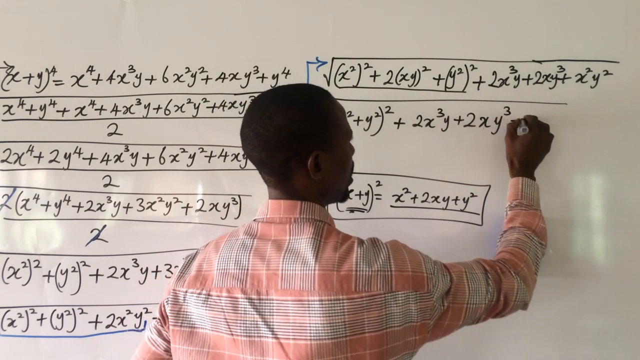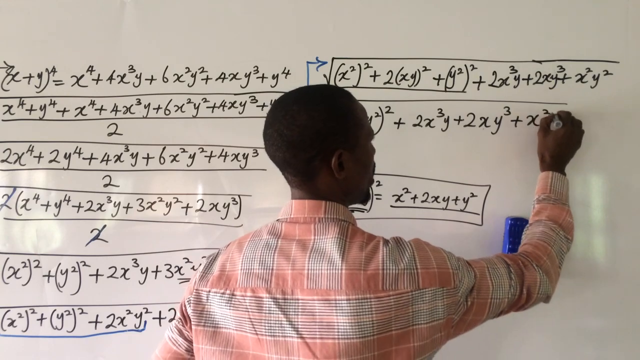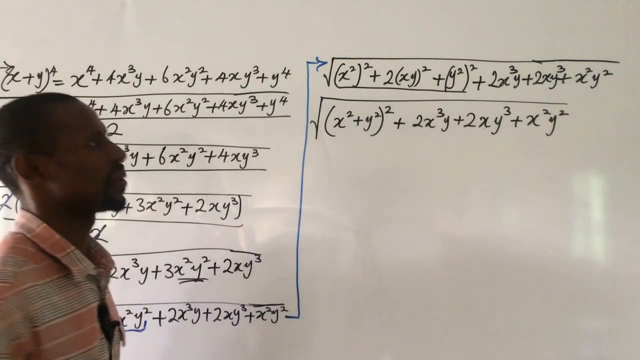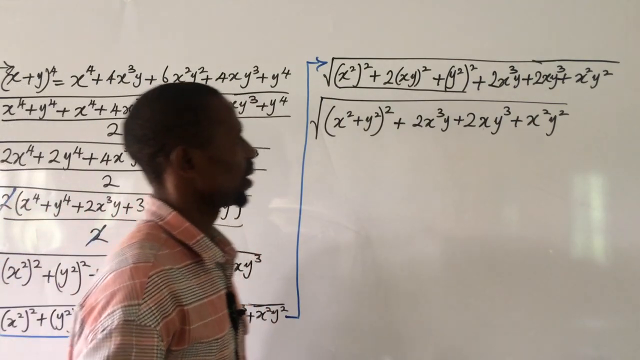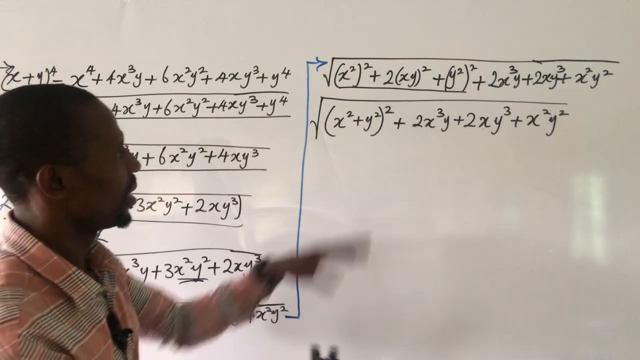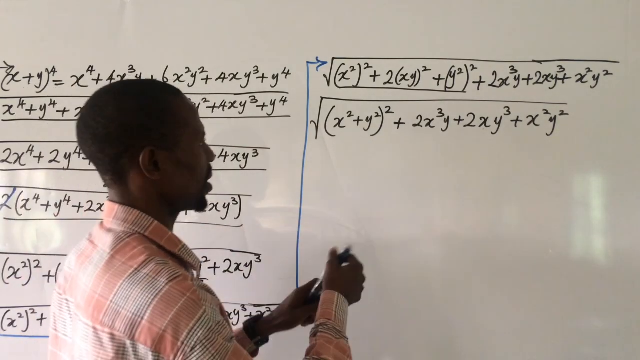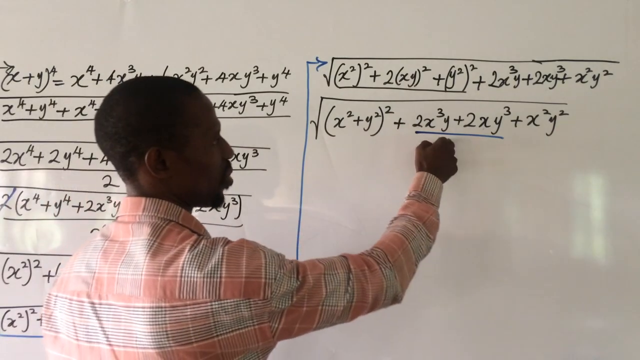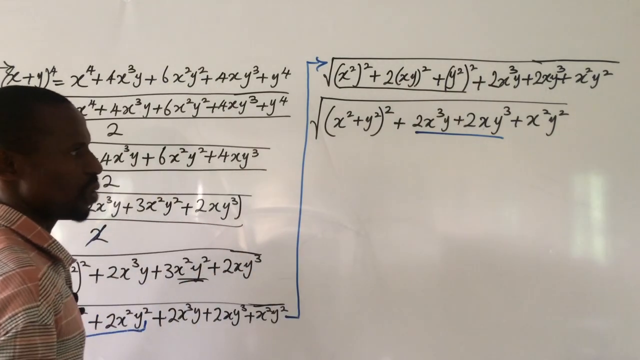xy to the power of 3 plus x squared y squared. Okay, good. Now we take a good look at this again. Something is common to these two expressions here. 2xy is common, so let's bring out 2xy.